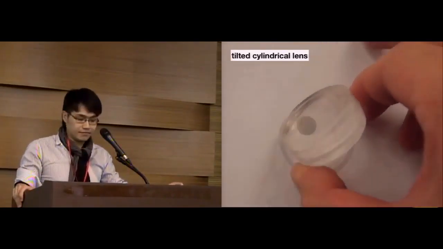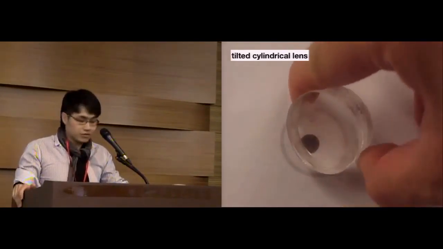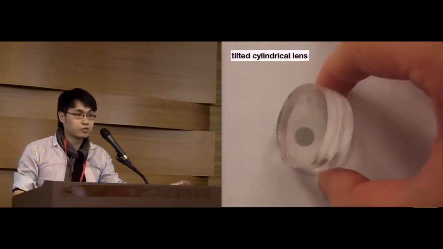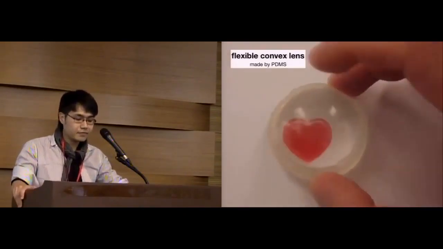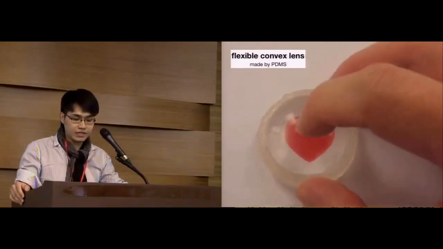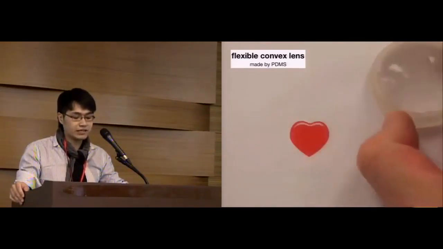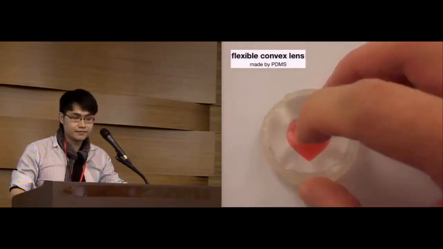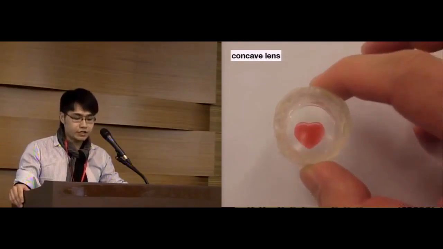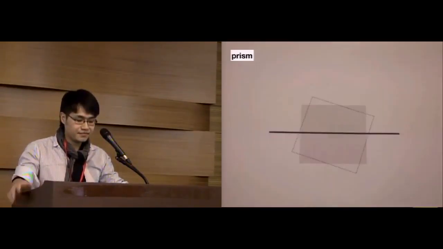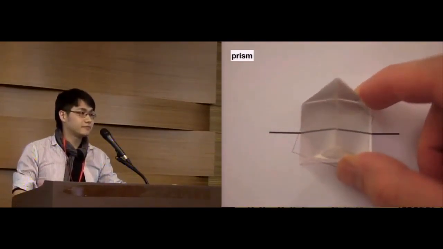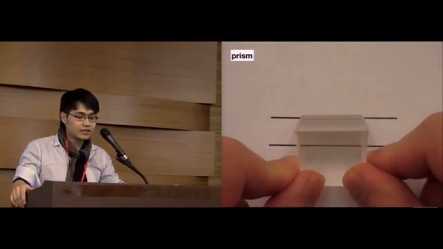Tilted cylindrical lens. Rotating it on the circular symbol results in visual illusion of rotation because of optical refraction. Flexible convex lens not only allows for magnifying content by lifting it, but also allows for changing the magnification ratio by pressing it. Concave lens allows user to change the shrinkage ratio by lifting it. Prism, the beam splitter, allows user to break a line by rotating it, or connect the lines by moving it.